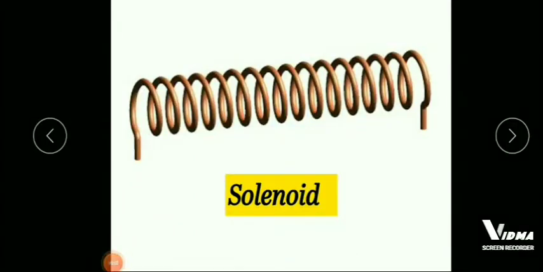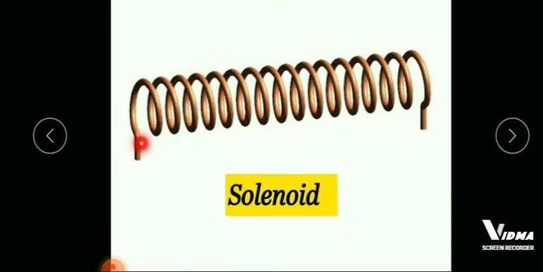Dear students, here you can see a copper wire is twisted continuously in this manner, and the structure thus obtained is known as a solenoid. So what is a solenoid? A solenoid is an insulated wire which is wound in the shape of a helix. So the name of this structure is solenoid.